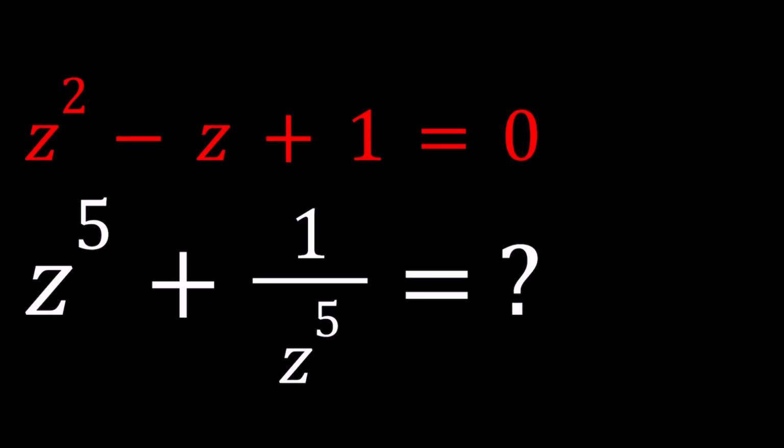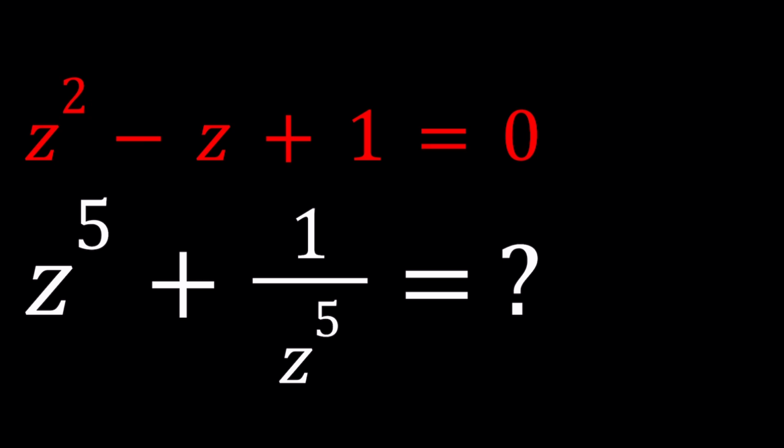This channel is all about complex numbers, and in this video we're going to be solving a nice problem with complex numbers. What is this problem about? Well, we're given that z, which is a complex number, satisfies the following equation: z squared minus z plus 1 equals 0. And then for those values of z, we are supposed to find or evaluate z to the fifth power plus 1 over z to the fifth power. So I'll be presenting at least two methods, and one of the methods may be a little longer than the other.